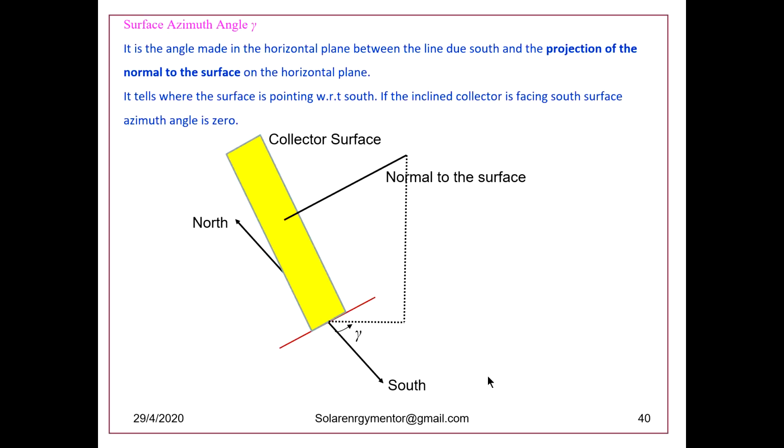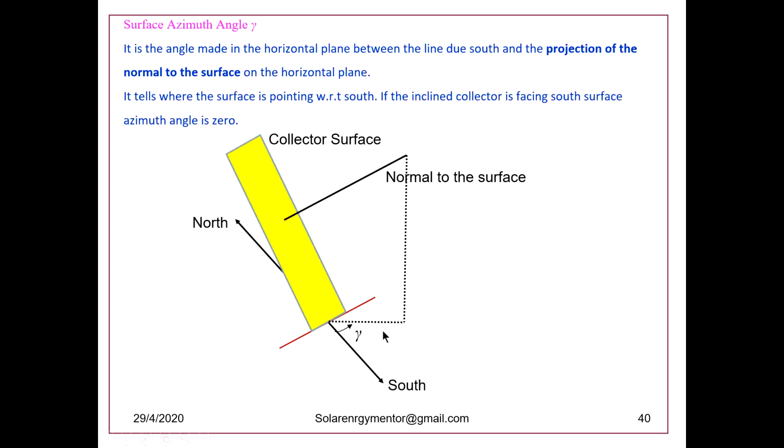It is the angle made in a horizontal plane between the line due south, and the projection of the normal to the surface on the horizontal plane. So this is a collector surface and this is the normal to the collector surface. So this is a normal perpendicular drawn to the collector surface and its projection on a horizontal plane. The angle made by the projection of the normal of the collector surface with the south is called the azimuth angle. So it tells us in which direction, in which orientation the collector is facing.